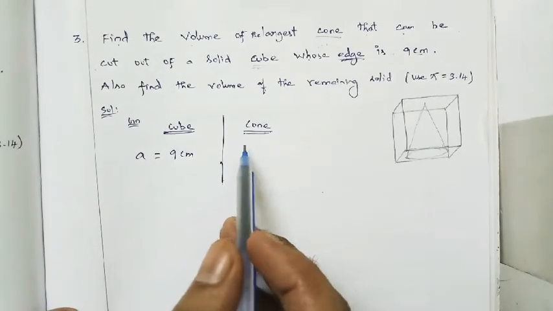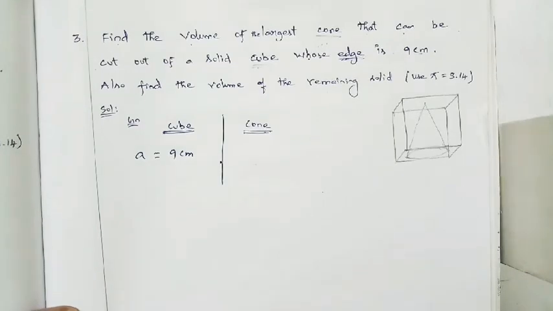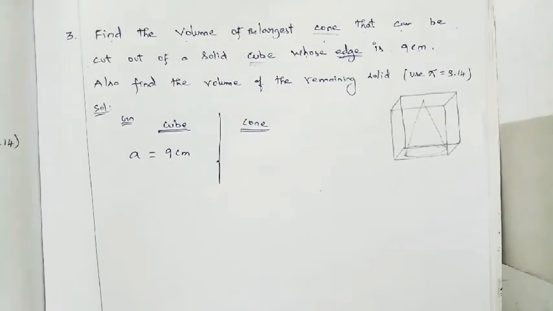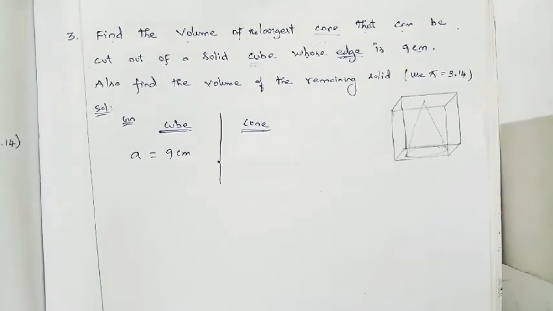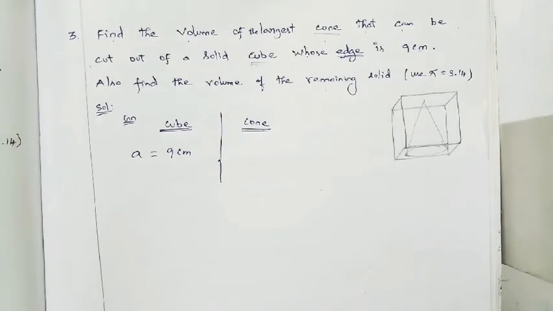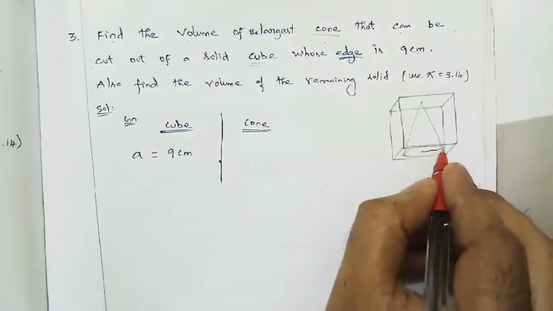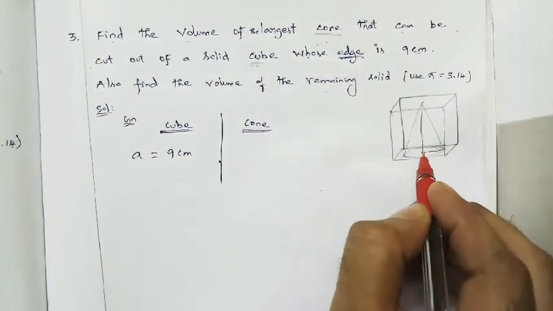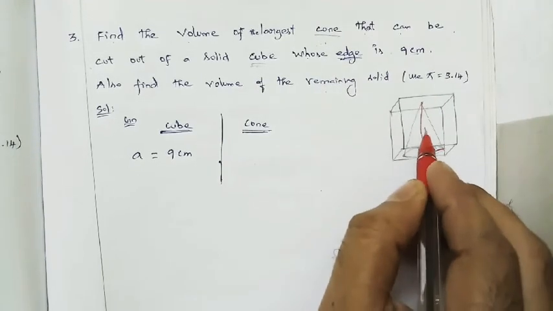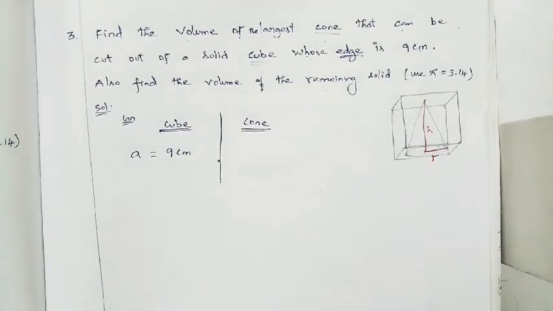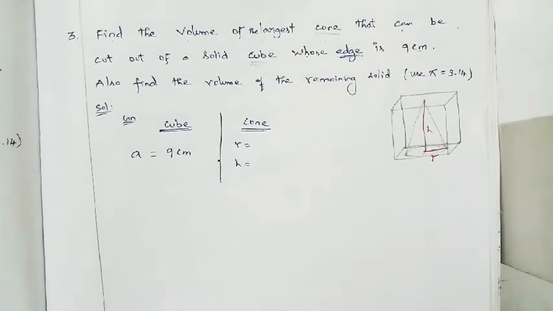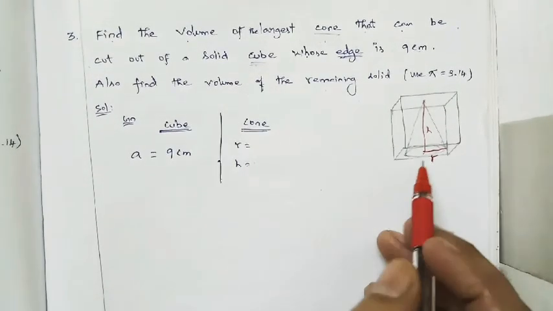For finding the volume of the cone, what do we need? Radius and height are needed. The formula is 1 by 3 pi r square h. So we need the radius of the cone as well as the height of the cone. If we find the radius and height of the cone, then we can find the volume of the cone. So what is the height of the cone?